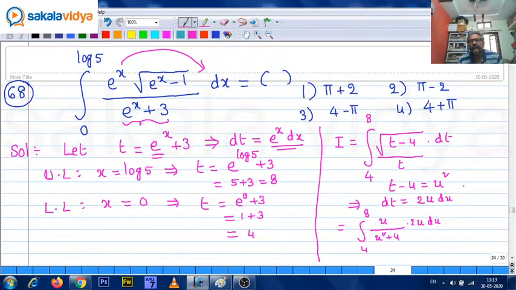Limits change. See here what we need to take. t means 4, t means 8 you need to take. That means this becomes 0. 4 minus 4 is 0. Upper limit is 8, so u square is equal to 4, which means u will be 2. Okay, this we need to do now.